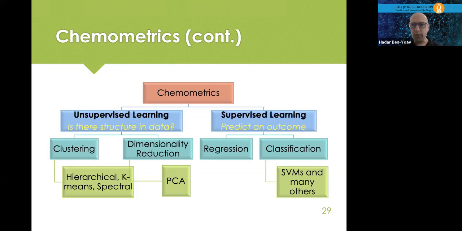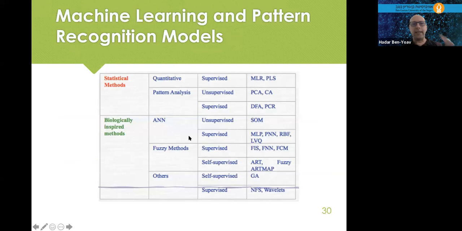Okay. Here I gave some examples. There are many different types of models. There are, for example, quantitative, supervised multilinear regression or partial least squares, pattern analysis, the unsupervised principal component analysis, or supervised principal component regression. There is the newer one, which is biologically inspired, such as the ANN or fuzzy methods and so forth. It's a whole field by itself.